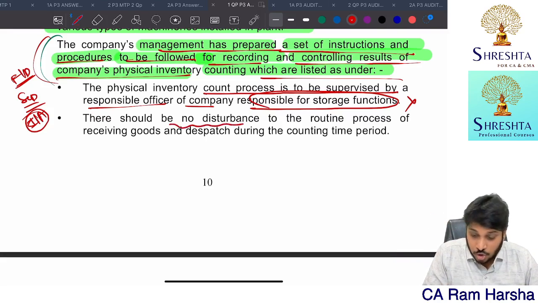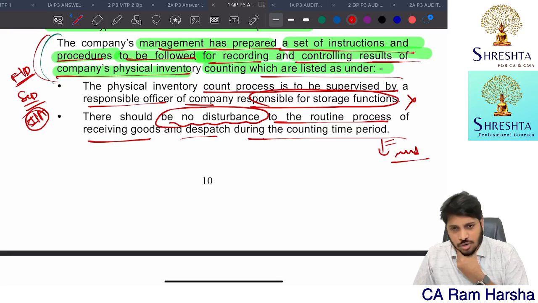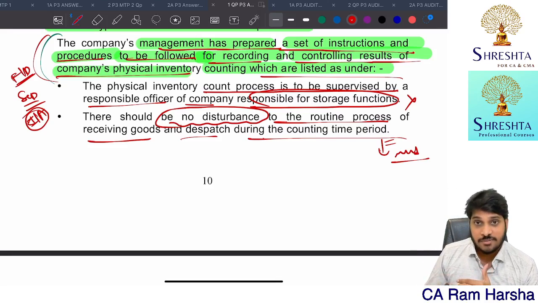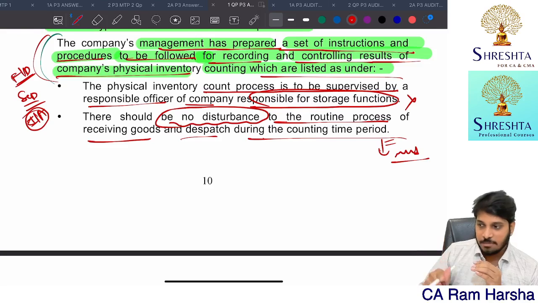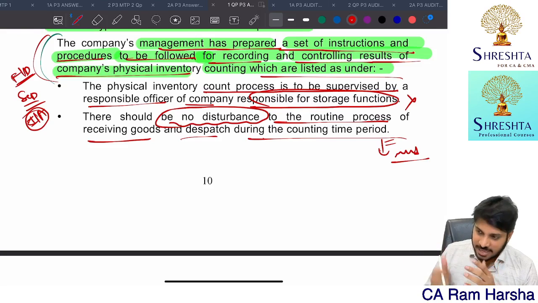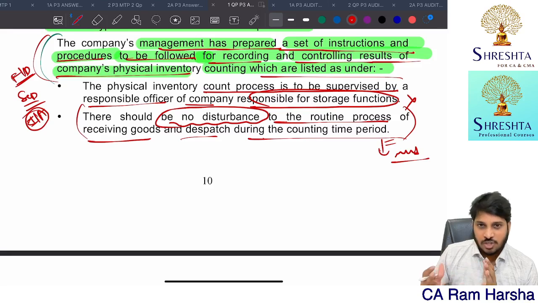Next, there should be no disturbance to the routine process of receiving goods and dispatch during the count time period. This is actually a mixed opinion. I have seen one guidance note which says that when doing physical inventory counting, we have to stop the business. We should stop receiving and dispatching everything, do a physical count, match it with the records, reconcile, then resume the operations. This is one guidance note's recommendatory provision. But nowadays in modern businesses, perpetual inventory is being followed, so they are counting in spite of running the business. So this is a mixed opinion.